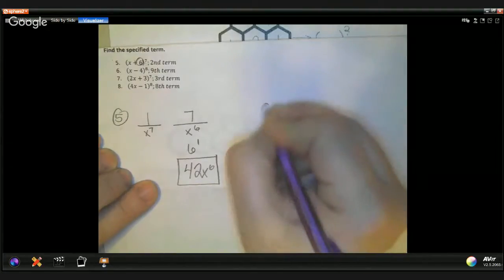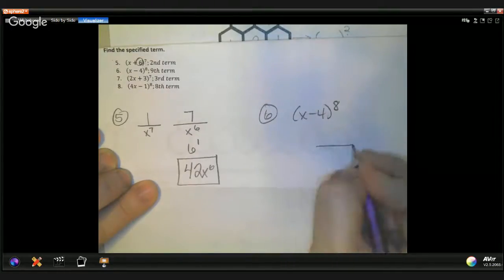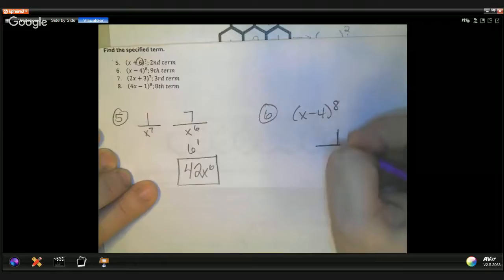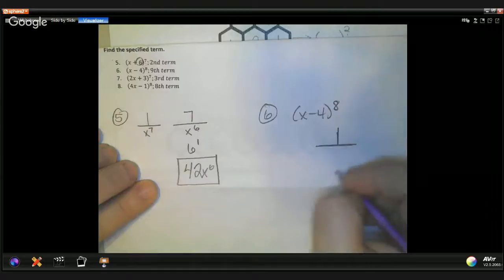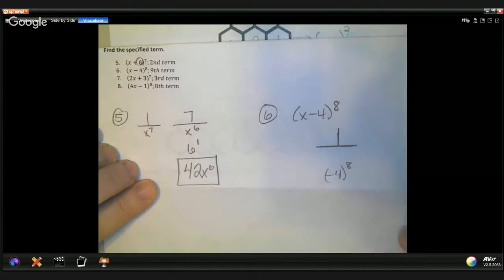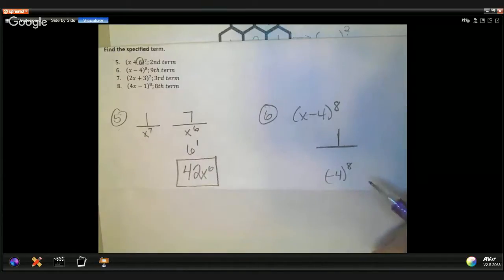All right, number 6, I should write this down so we can see what it is. The 9th term is the very last one. Well, on the last one, I know my powers, my coefficient's 1. And my second number is -4 to the 8th. Because I have 8 here, I won't have another one there. And so -4 to the 8th, it's an even power, so we know it'll be a positive number.